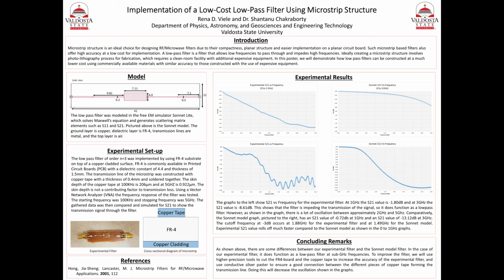The filter's performance can be improved by using higher precision tools to cut the FR4 board and the copper tape, and using conductive silver paste to ensure a good connection between the different pieces of copper tape forming the transmission line instead of soldering.